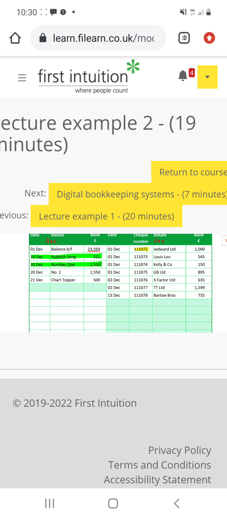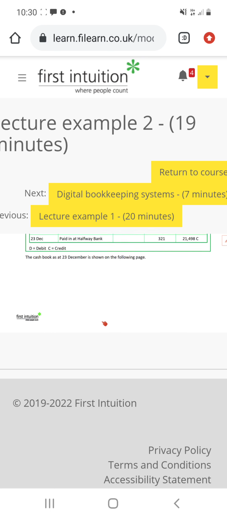Okay, we'll have a little bit of a think about that one later. It throws up an interesting point, that. And can I see that 21st December there, that 500 chart topper? No, I can't. Now, let's just go and see that on the bank statement.